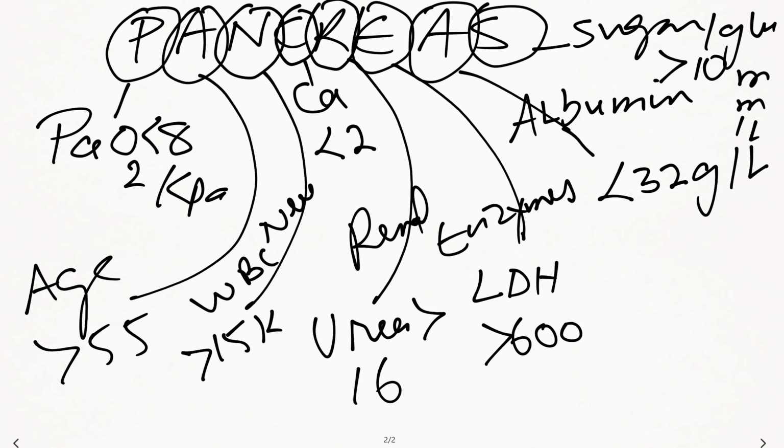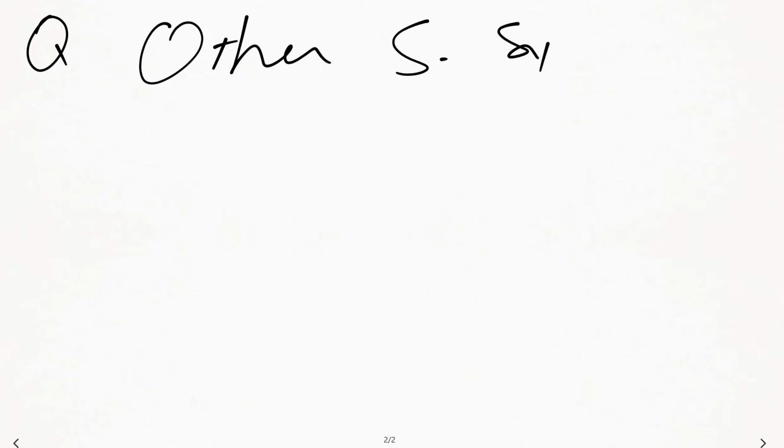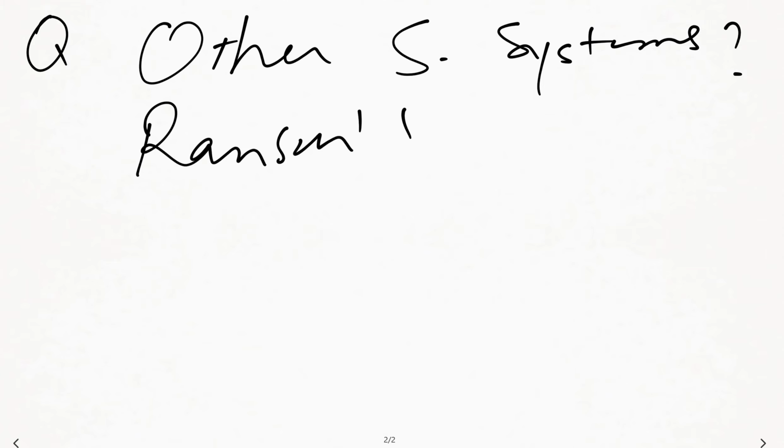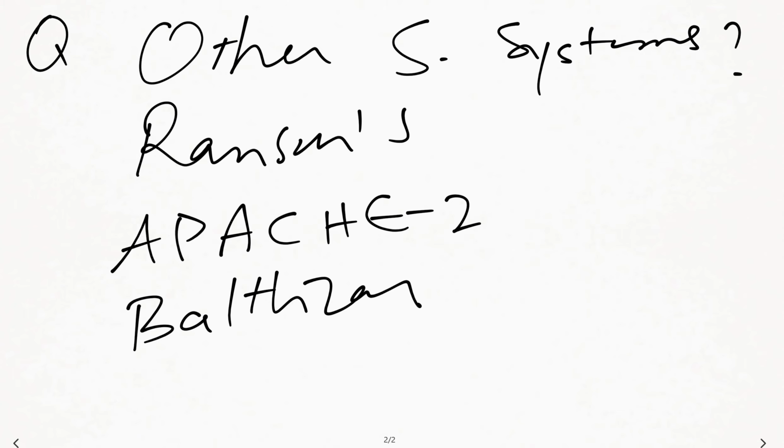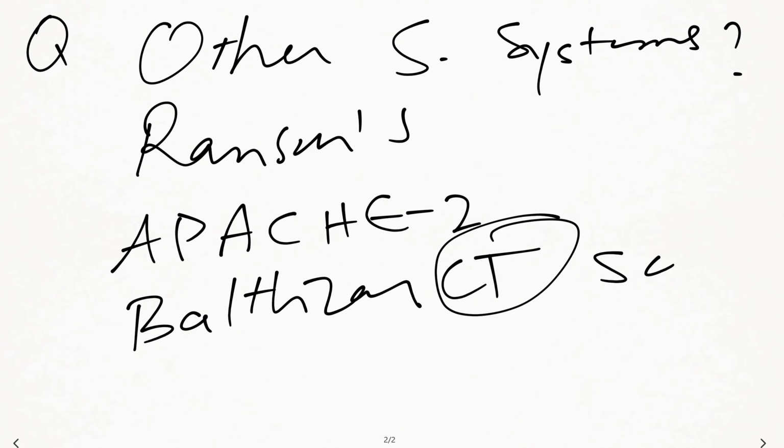We will go to the next question now. The examiner is going to ask you if you know any other scoring systems, and you are going to say yes. Then you mention some: Ransom's system, APACHE II system, and Balthazar CT scoring system. These are 2 enough. There are many actually, but if you remember these 2, he will know that you know already.